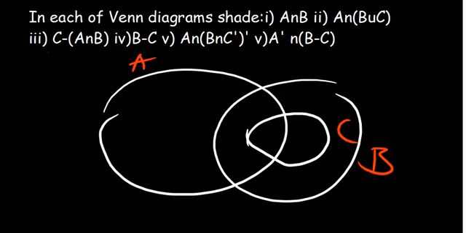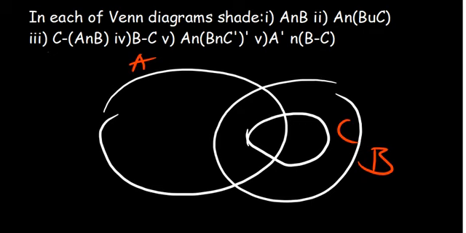Alright, welcome back. In this video we're going to go over the question that involves us to shade, but this time around we're going to look at a different form where we have a different setup for our Venn diagram. In this case you can see that C is a subset of B. Okay, so now we are going to shade the given sets.